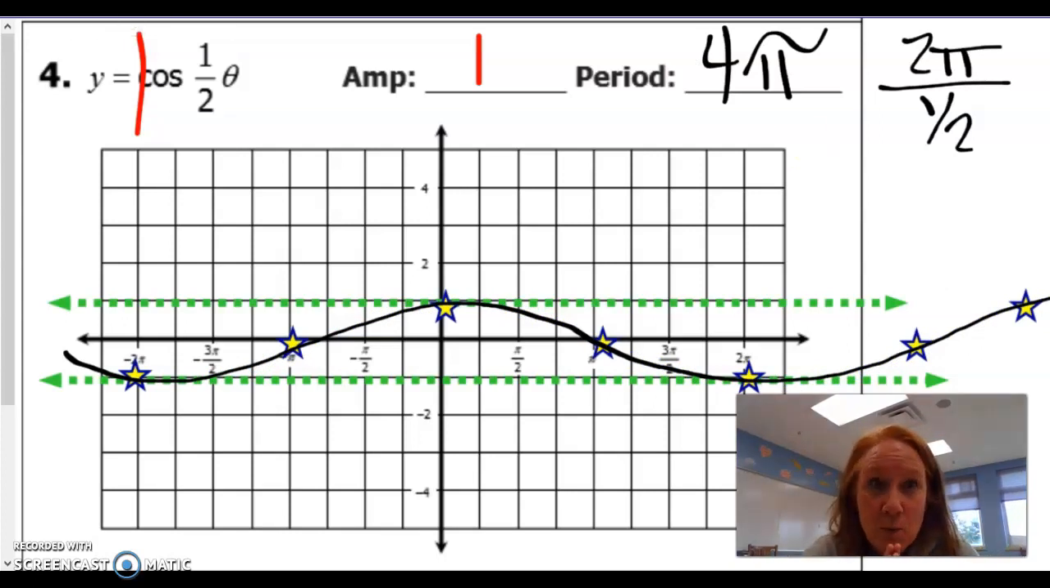Okay, so that's just a quick 1 sine and 1 cosine graph. If you need more, I'll make some more videos for you.